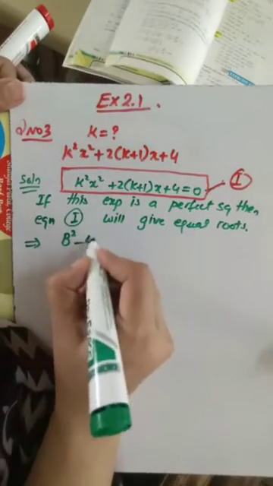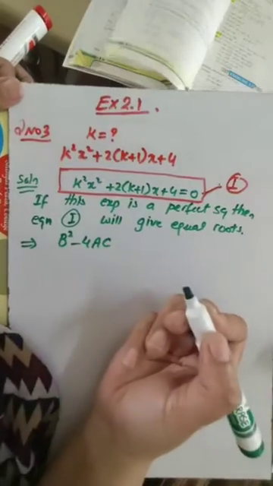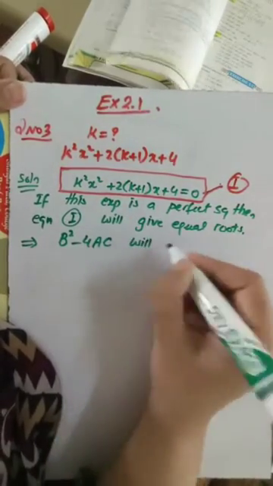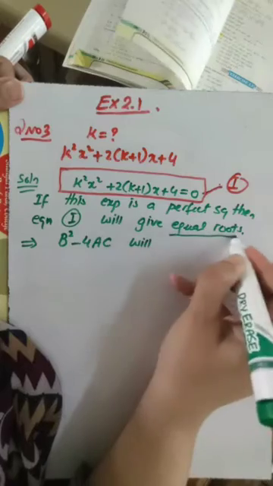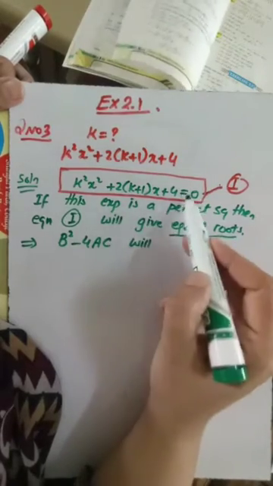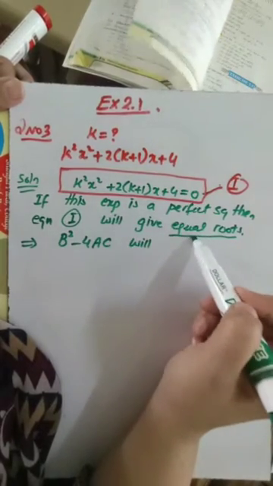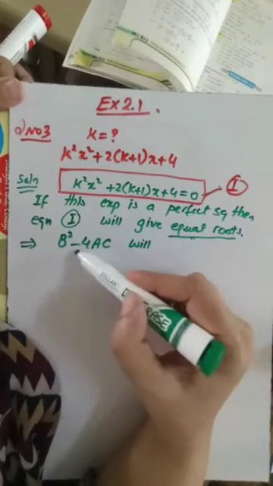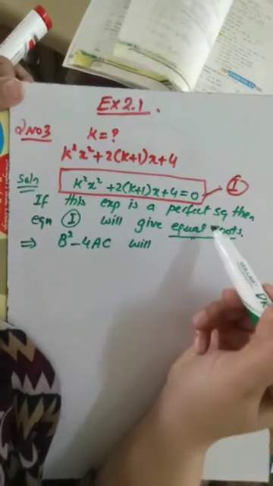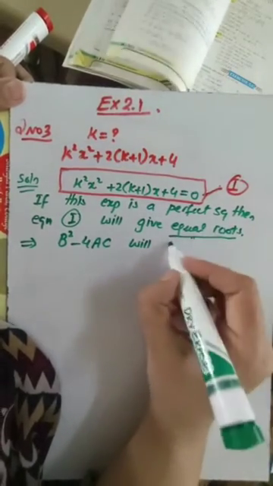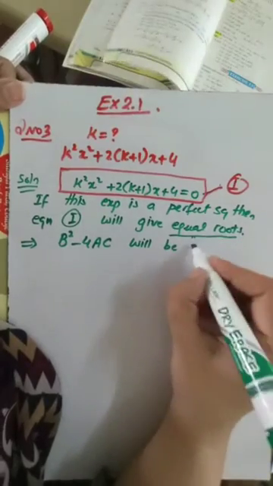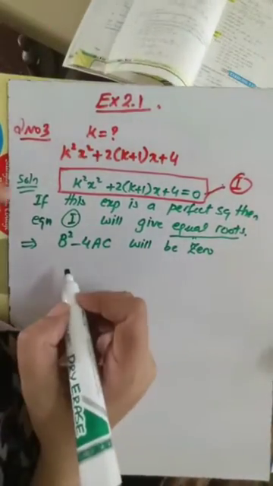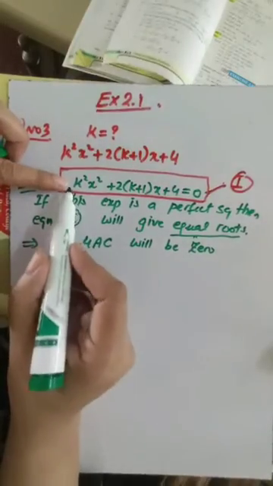The discriminant will always be equal to 0 when you have equal roots. So if it is a perfect square, this will give equal roots, and if it is giving equal roots, it means the discriminant must be equal to 0, because whenever the discriminant is equal to 0, we get equal roots.